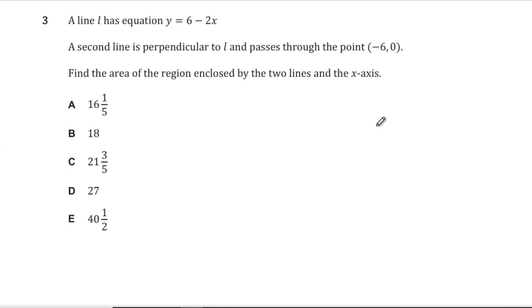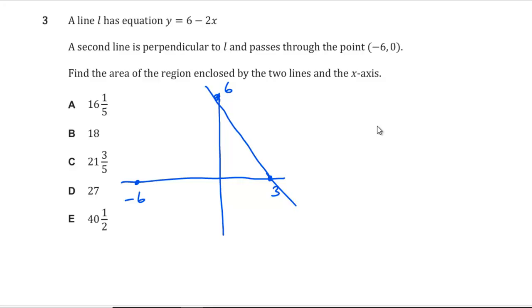Question 3, a line L has that equation. A second line is perpendicular to L and passes through the point minus 6, 0. Find the area of the region enclosed by the 2 lines and the x-axis. Okay, so we're going to be on positive y. It's going through minus 6 at one end of the triangle. It's going to be, what, 3 at the other end. So I need to put my axis a little bit off centre here, because we'll be going through here and here and here. So that will be our original line. This will be the perpendicular line, and so that's our right angle.